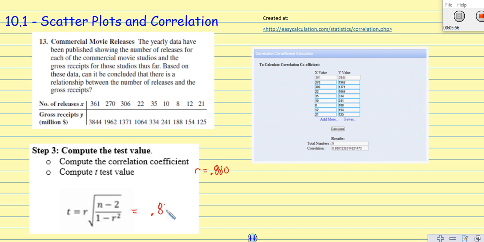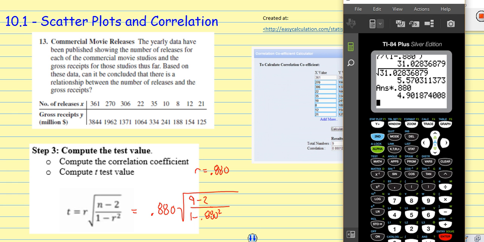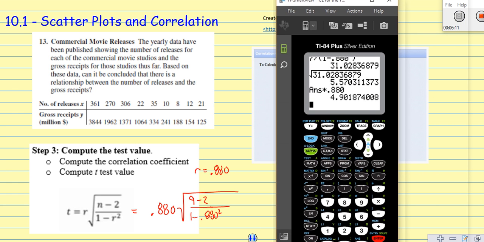Our t-test value would be our correlation coefficient times the square root of 9 minus 2 divided by 1 minus 0.880 squared. Now, if you're using a TI-83 or 84, you probably want to use the other video, but I'm going to demonstrate how to calculate this on this calculator. I like to plug it all in at one time if you have the right calculator. So 0.880 times second, see the square root right there?